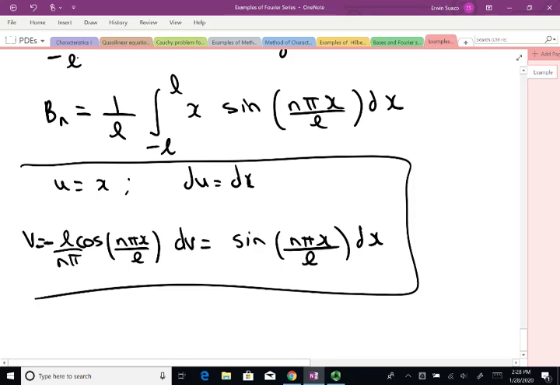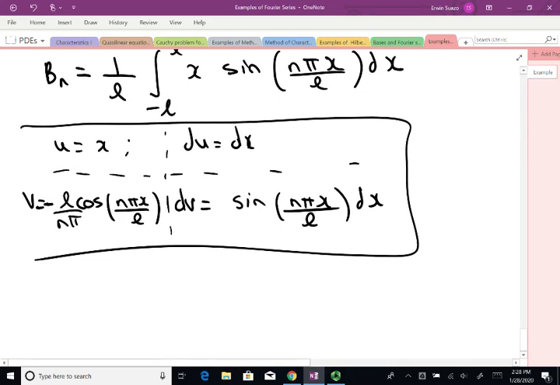So u equals x, du equals dx, dv equals sine n pi x over L dx. So v is minus L over n pi times cosine n pi x over L. Okay, so we go b sub n equals u times v minus the integral of v du. Oh, sorry, I don't want to forget my 1 over L, right? Don't forget your 1 over L. Thank you, somebody told me.